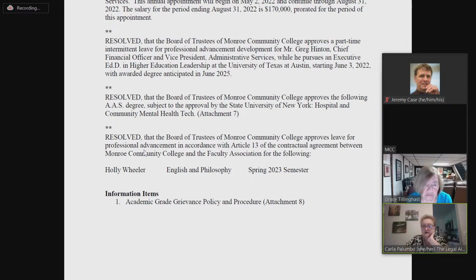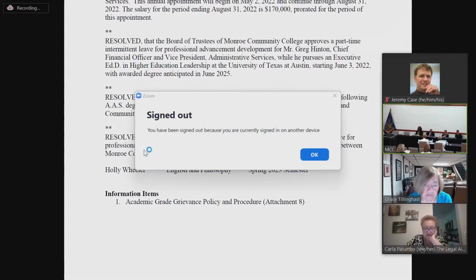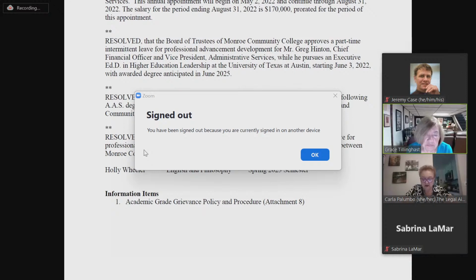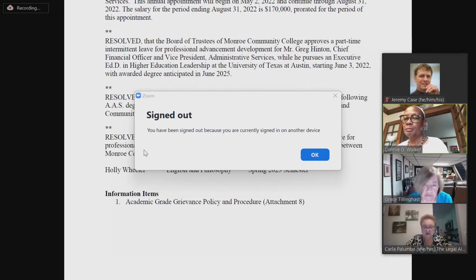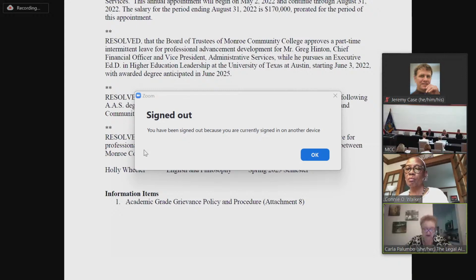Any other questions? Okay, I will call for a roll call vote then. Trustees Paula Barlow, Aye. Sabrina Lamar, Aye. Barbara Lovenheim, Aye. Carla Palumbo, I say aye. Grace Tillingast, Aye. Connie Walker, Aye. And Chair Alan Williams, Aye. Any opposed? Seeing none, the motion carries.